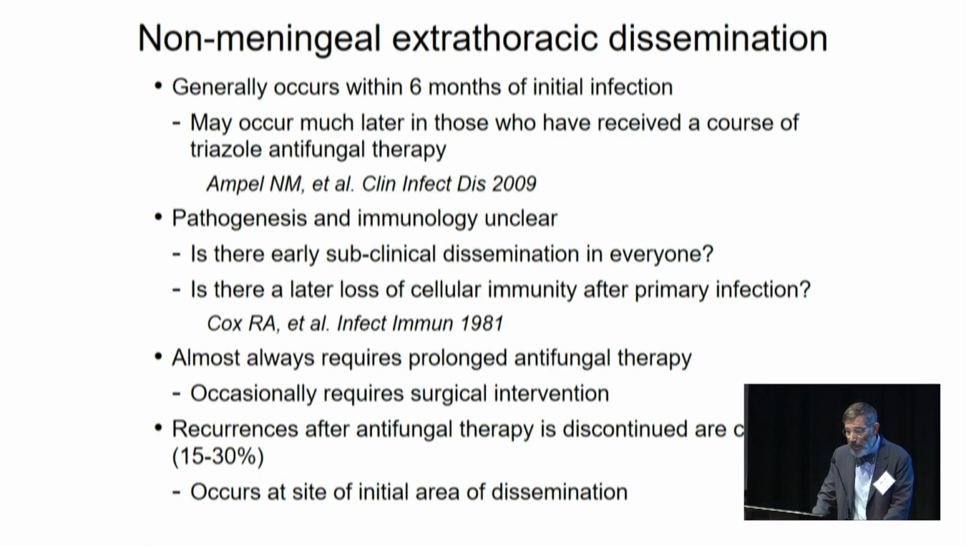So now we'll move on to extrathoracic dissemination, which I've already indicated is far worse than these pulmonary diseases. And we'll talk about non-meningeal disease. As I've mentioned, this generally occurs within 6 months of initial infection, but it may occur much later when we treat patients with antifungals for primary disease.